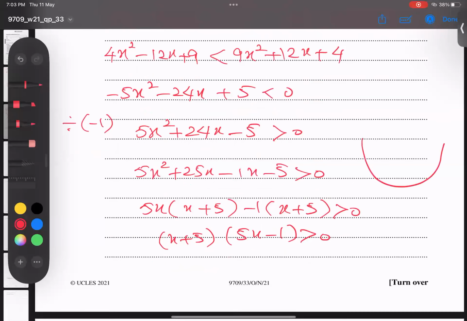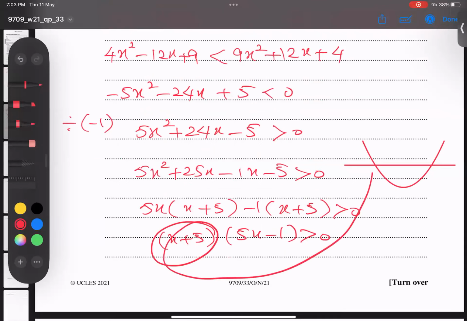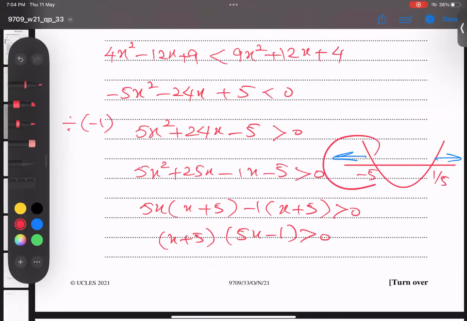And you know very well, we've done this a lot of times. With this equal to 0, I get negative 5. This equal to 0, I get 1 over 5. And how to read it: bigger means outside, and outside means this and this. How to read this: x is less than minus 5. How to read this: x is bigger than 1 over 5.